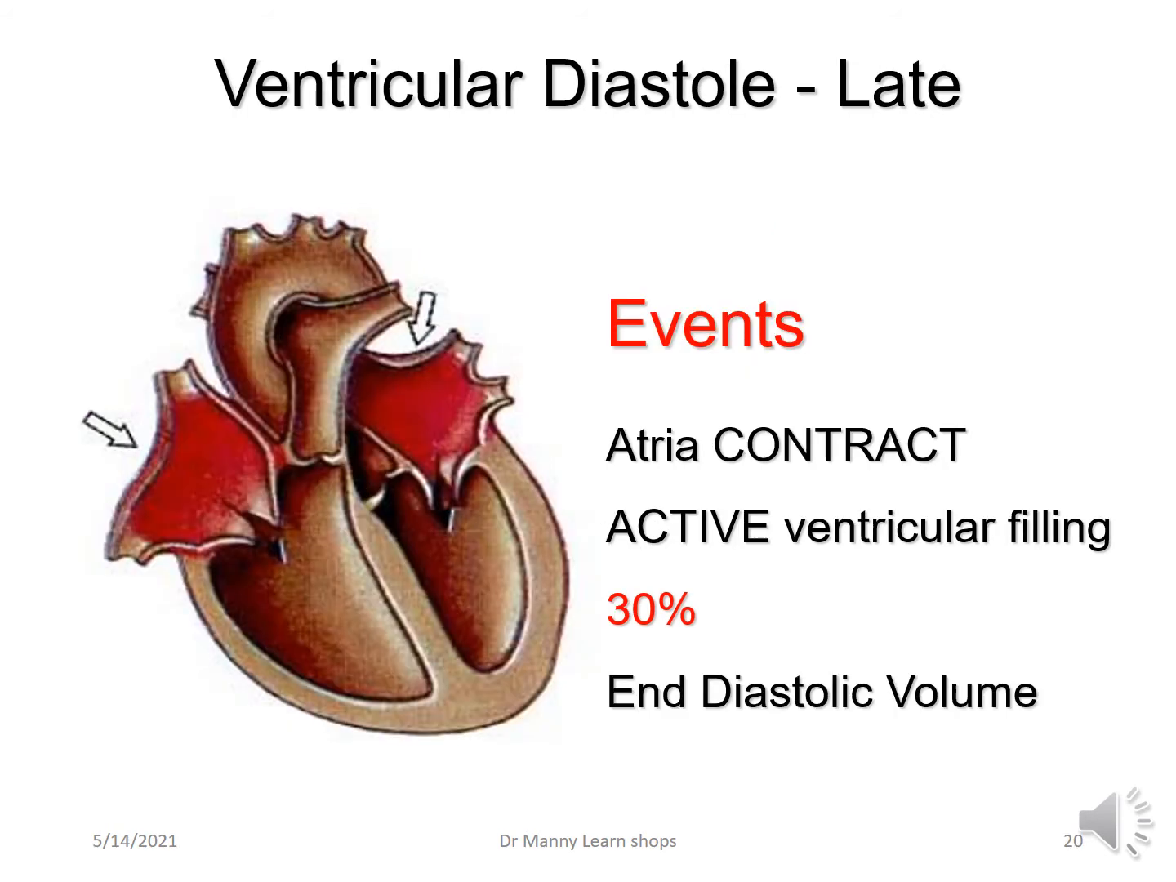The next phase then is ventricular diastole, which is late. The events that occur during this phase are that the atria contract. When they contract, this is referred to as active ventricular filling, to make sure that the ventricles are nice and full of blood. To add to the 70%, you get an additional 30% from active ventricular filling caused by the atria contracting. This is also referred to as the atrial kick, if you'd like to use lay terminology. And this provides an end diastolic volume within the ventricles, which means how much blood is in the ventricles at the end of filling, diastole.